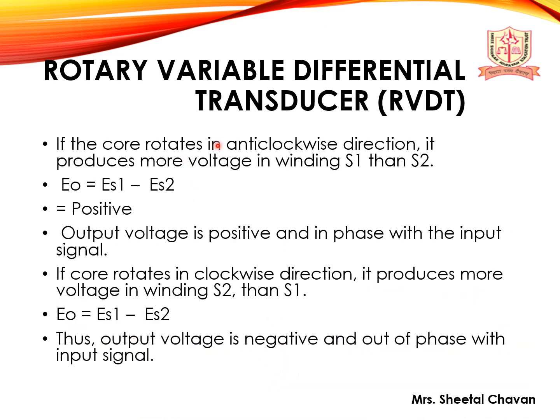If the core rotates in an anticlockwise direction, it produces more voltage in winding S1 than S2. So we get the equation E0 = ES1 minus ES2, which is positive. So the output voltage is positive and in phase with the input signal. Now, if the core rotates in a clockwise direction, it produces more voltage in winding S2 than S1. So E0 = ES1 minus ES2 is negative. Thus the output voltage is negative and out of phase with the input signal.